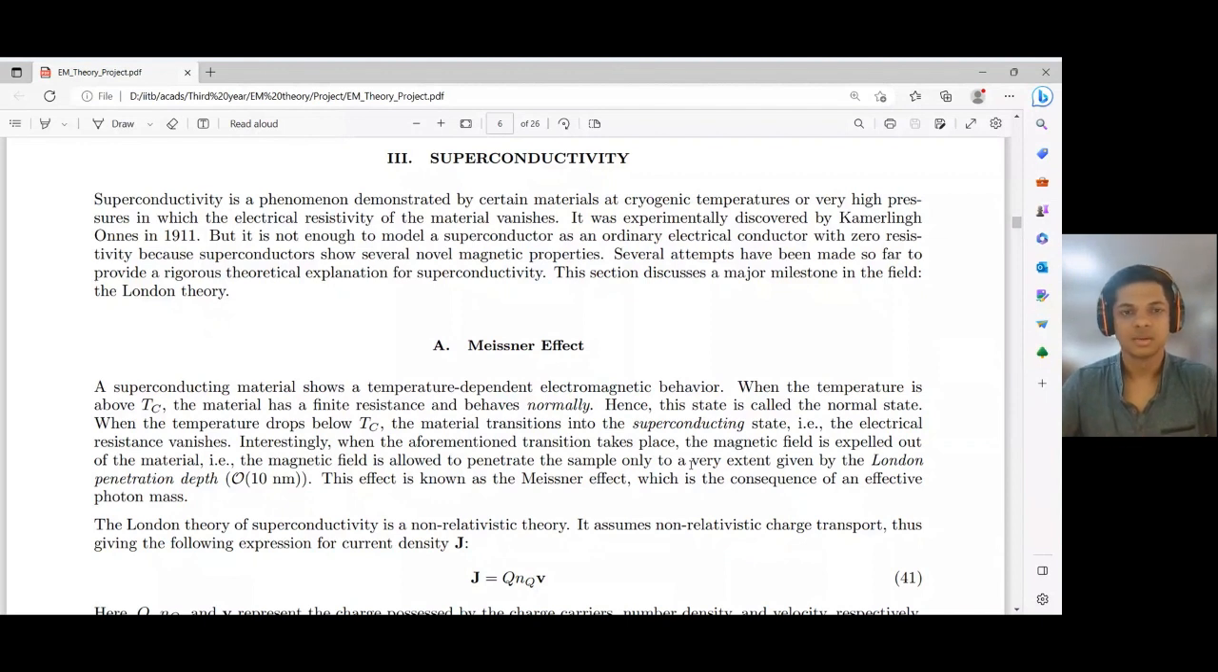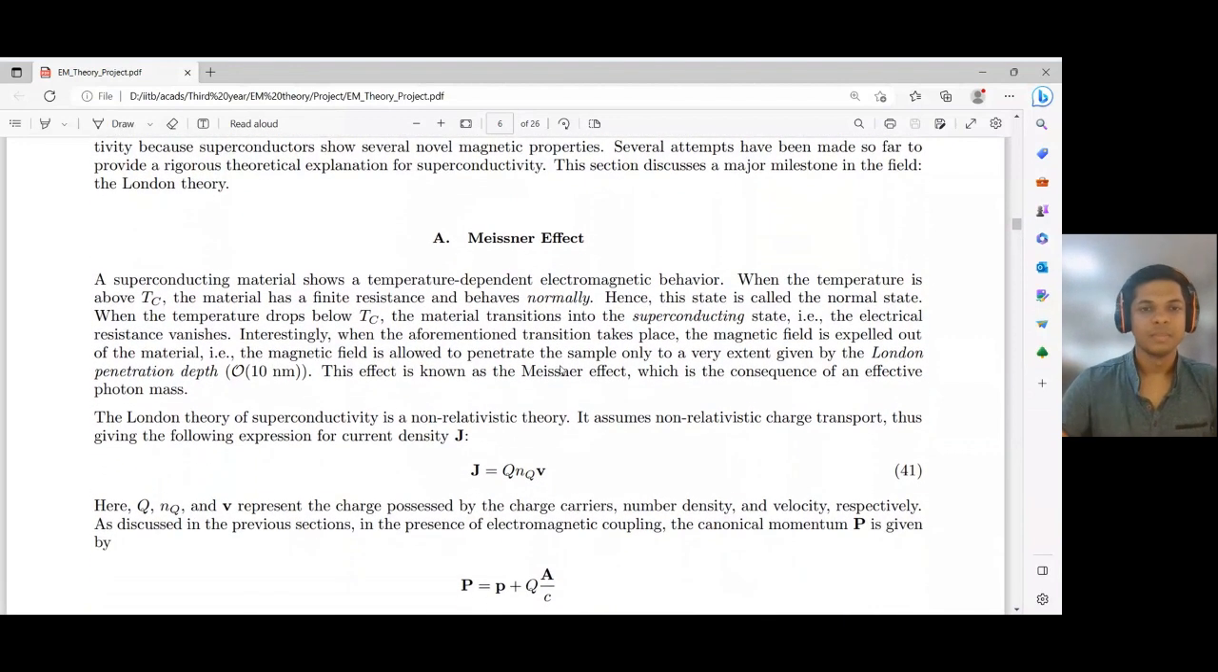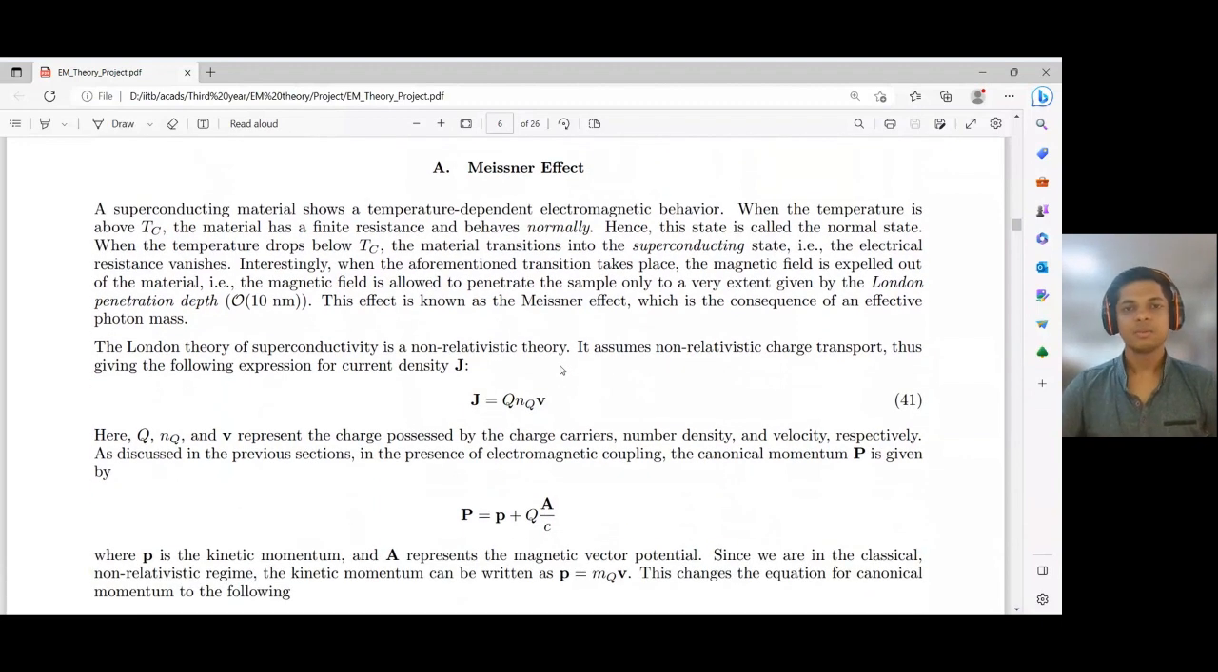One such effect, known as the Meissner effect, is what we'll discuss, because that is what is related to the Lagrangian formalism, or basically the photon mass effect. So we'll discuss the Meissner effect next. When the temperature of the material is above the Curie temperature, it behaves normally, as we know. So it offers a finite resistance. But the moment the temperature drops below Tc, the material transitions to the superconducting state and the resistance vanishes. But some magnetic properties change as well.